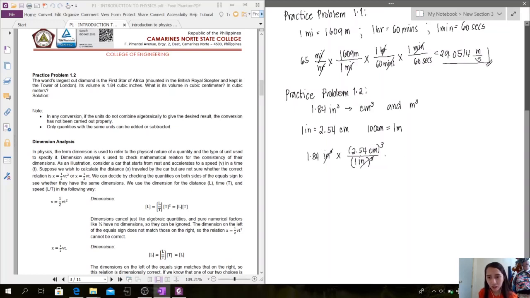Okay. So, what I have left is cubic centimeter. So, 1.84 times 2.54 raised to 3. That is equal to 30.1522 cubic centimeters. By the way, you can also write cubic centimeter as cc.